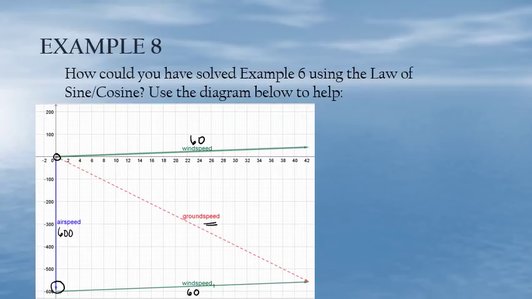And ground speed is going to be the vector that connects the two of them. And when we connect, we see that we have formed a triangle. Now it's not a right triangle, so that's why we can't use the SOHCAHTOA rules. So let's see what we've got here.